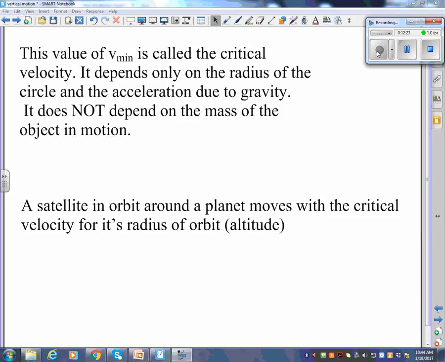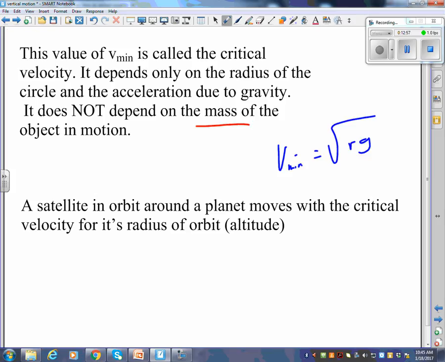Okay, so this value of v min is called the critical velocity. It depends only on the radius of the circle and acceleration of gravity. It does not depend upon the mass of the object in motion. So it doesn't matter how much the dude in the car or the car itself actually weighs. Okay? Do you need to write that down? All you really got to know is mass doesn't matter. v min is equal to the square root of rg. Is there an m in there? No? How come? Because the mass don't matter.